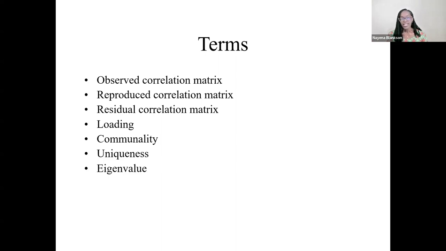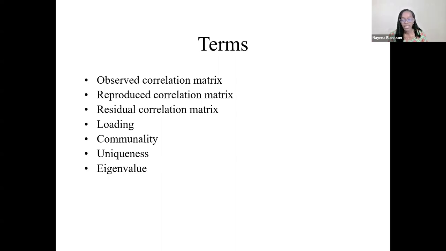Factor loadings can be thought of in a similar way to regression coefficients, and loadings generally represent the relation between a variable and the factor. Then you have this concept of communality. The communality is the proportion of a variable's variance that can be accounted for by the factors.